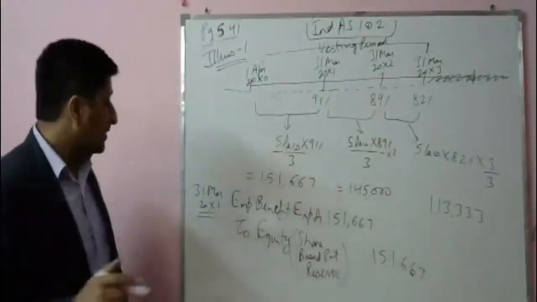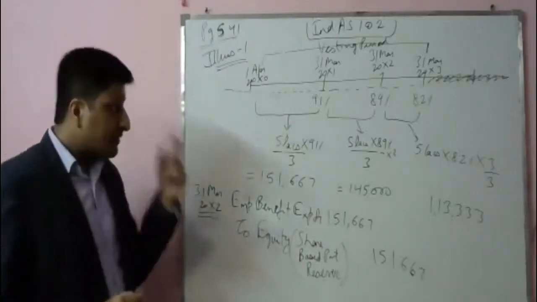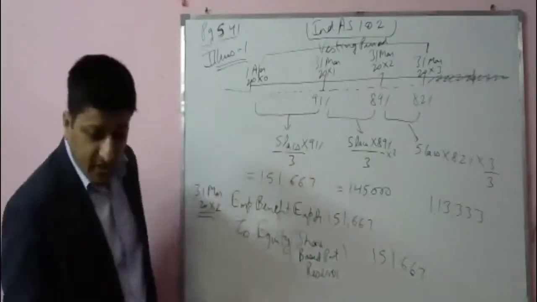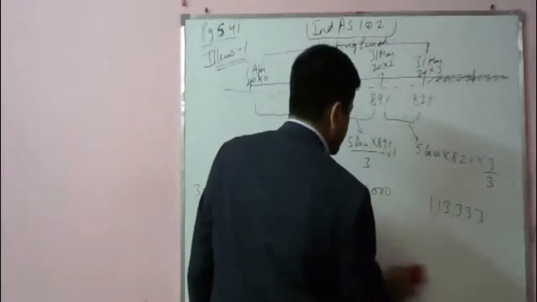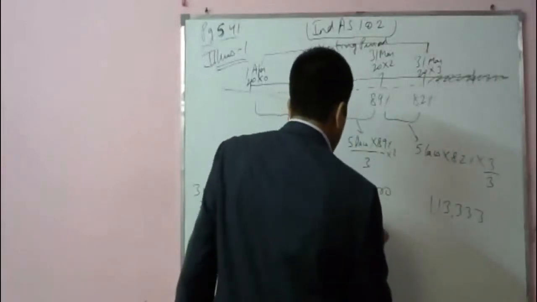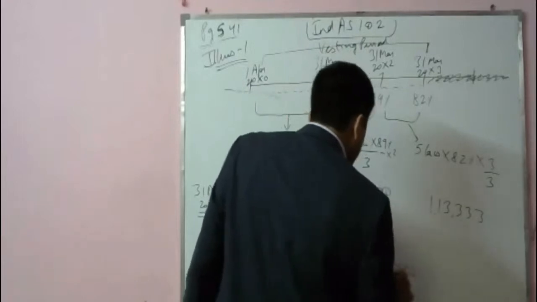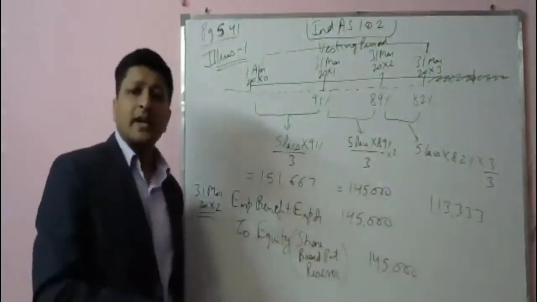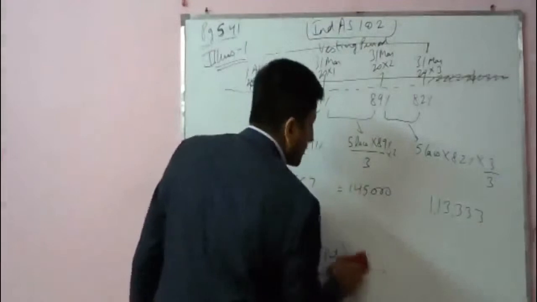Now moving on to the second year. In the second year, once again, the same accounting entry will be passed, but the amount will change. Now this will be 1,45,000. Similarly, in the third year, the same accounting entry will be passed, but the amount will change.